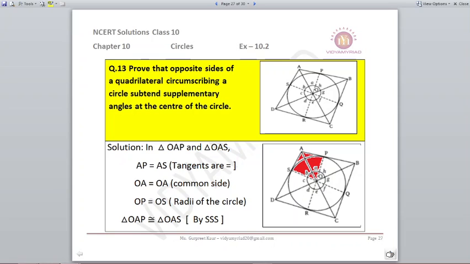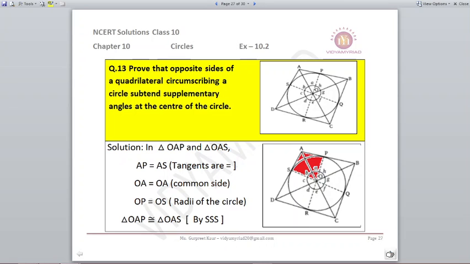Next, prove that the opposite sides of a quadrilateral circumscribing a circle subtend supplementary angles at the center of the circle. Let us start by making the 2 triangles congruent. I have marked the interior angles as ABCD EFGH. I will be concentrating on the red triangles, in triangle OAP and triangle OAS. A is an external point, that means AP will be equal to AS, OA will be equal to OA because it is common, and OP will be equal to OS, that is the radius of the circle.